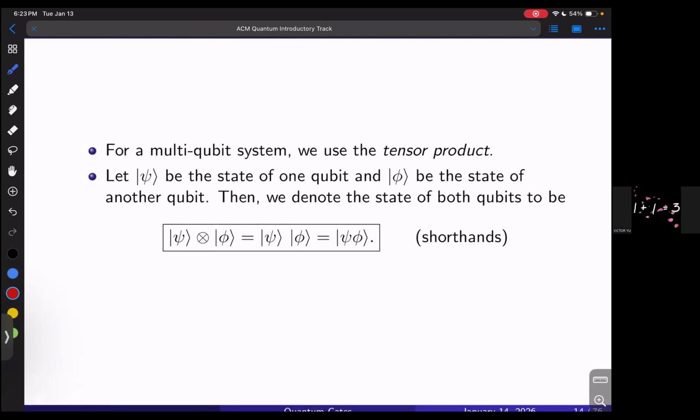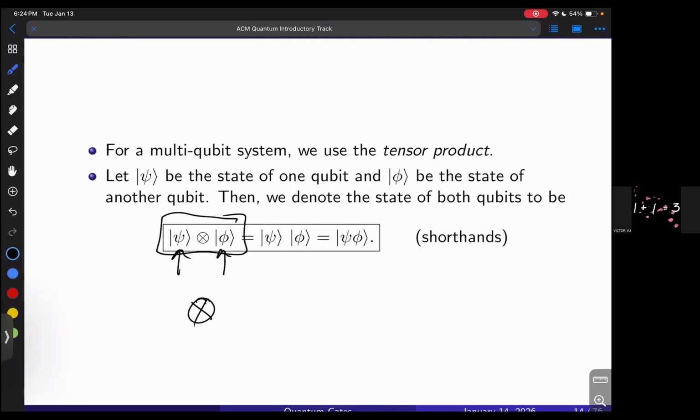We use something called the tensor product. Let's say we have two qubits with two distinct states. The first qubit is in state psi, the Greek letter psi, and the second qubit is in the state phi, the Greek letter phi. The tensor product is just this circle with a times sign in the middle, and this is how we represent the joint state of the two, by combining them as a product.